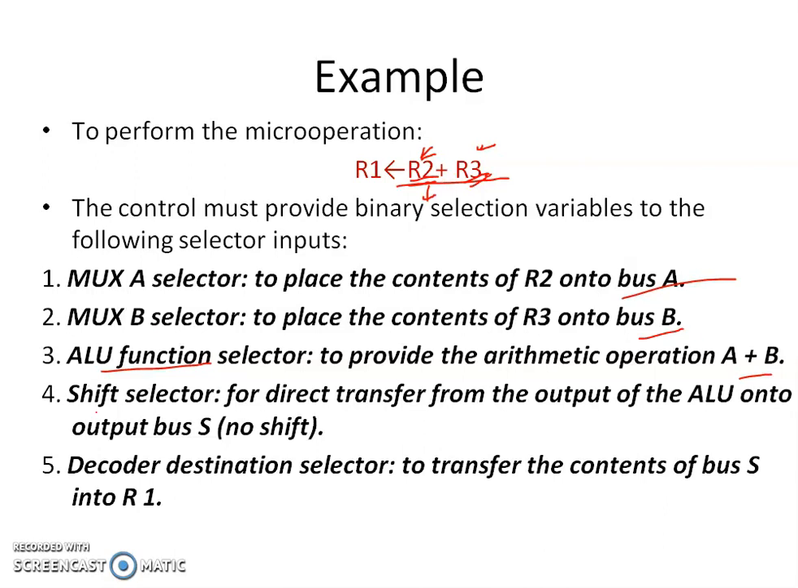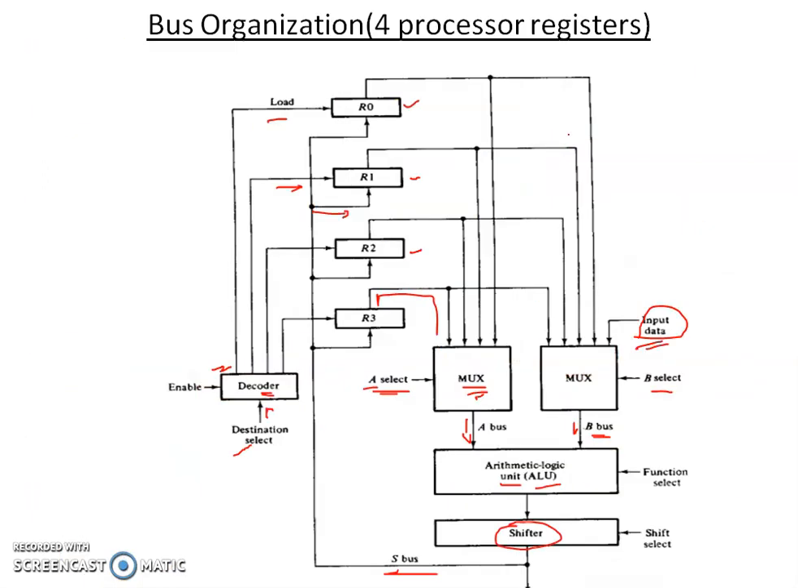And then comes the shift selector. Either it will be used for direct transfer, or the value obtained from the ALU will be given as an output to the bus without performing any shift operation. Then comes the decoder, which selects the destination register and helps in transferring the content of bus S to the register R1. So this is the operation that is being performed for this micro operation based on this diagram.